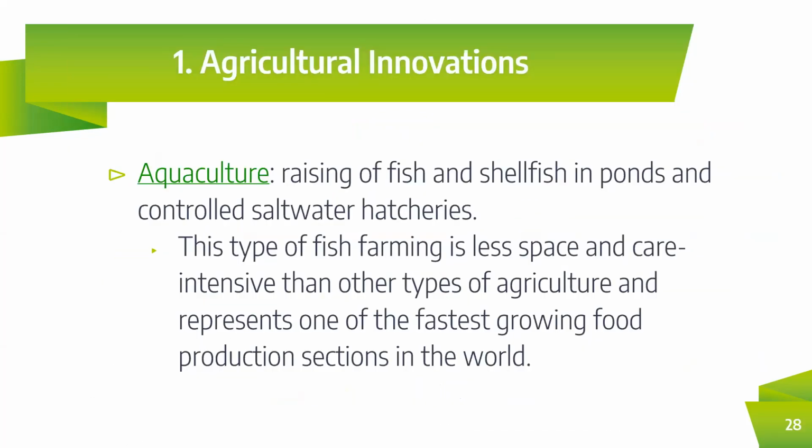And another agricultural innovation that's subject to debate is aquaculture. The raising of fish and shellfish in ponds and controlled saltwater hatcheries. So this is a type of fish farming, using less space and a little bit more care intensive than other types of agriculture, and represents one of the fastest growing production sectors in the world. Aquaculture can provide enormous and consistent amounts of fish and seafood. It's helped to meet current seafood demands. Those are the benefits.